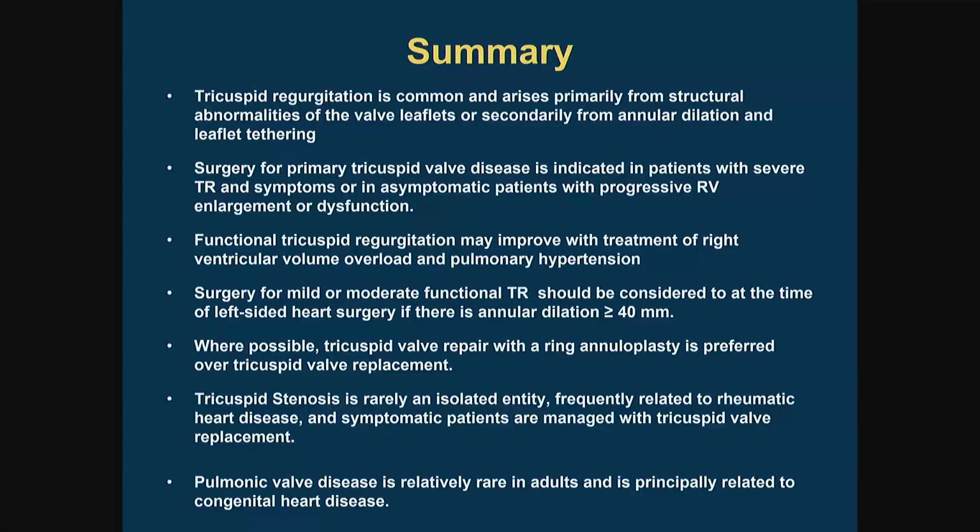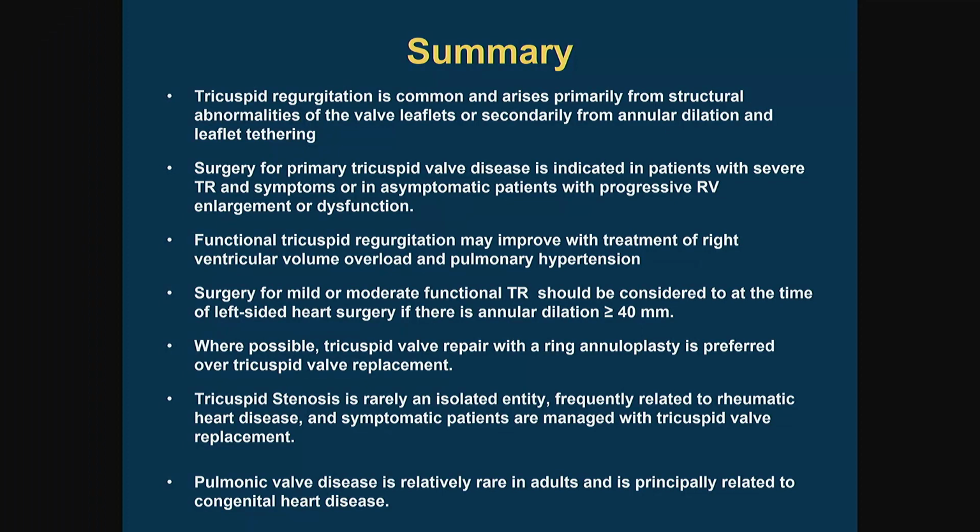Functional tricuspid valve regurgitation, on the other hand, might improve with treatment of right ventricular volume overload and pulmonary hypertension, and that's the first-line approach. Surgery can be considered in patients with mild or moderate functional TR at the time of left-sided heart surgery if there's annular dilation more than 40 millimeters. Whenever possible, when approaching tricuspid valve surgery, tricuspid valve repair with a ring annuloplasty is preferred over tricuspid valve replacement, and purse-string suture annuloplasty is generally inferior to ring annuloplasty with regard to durability.